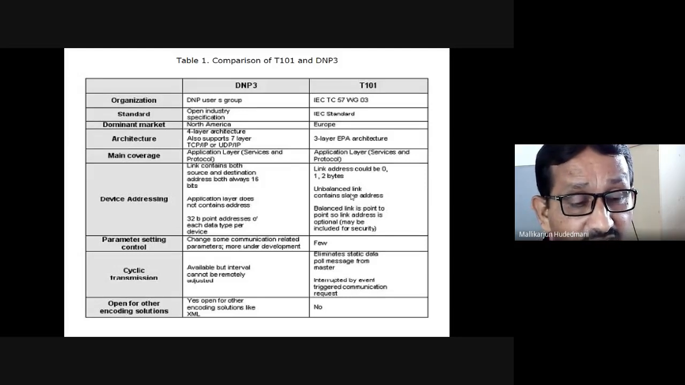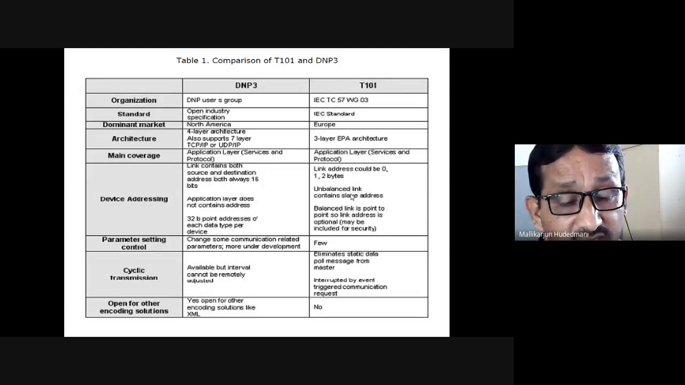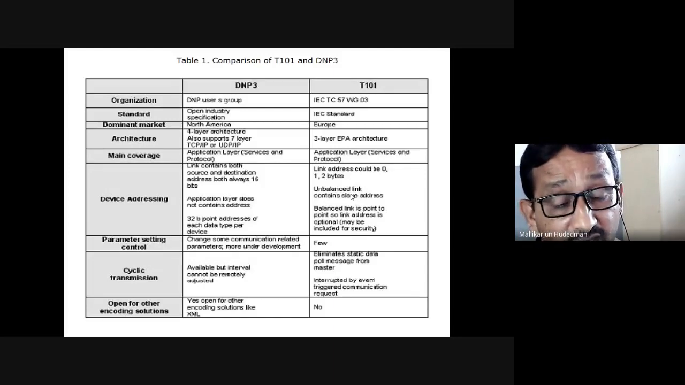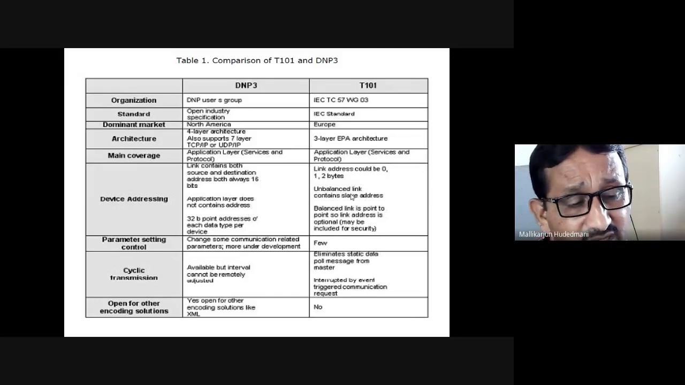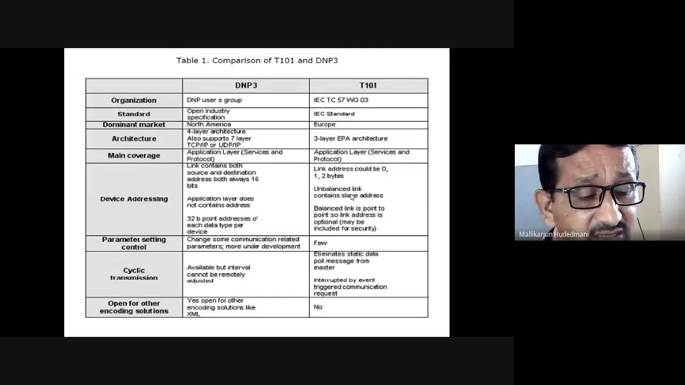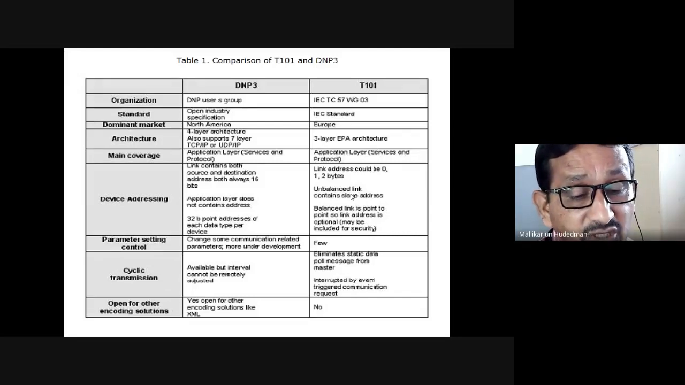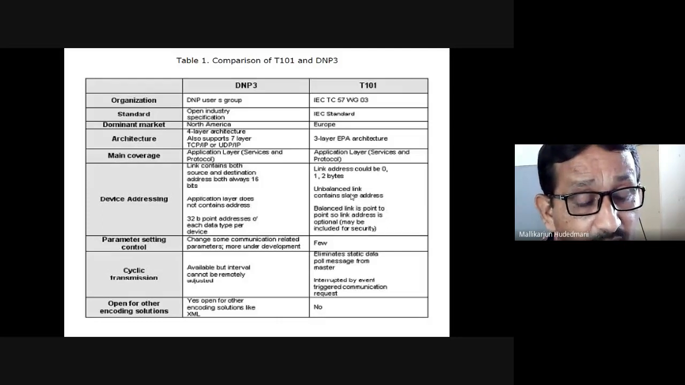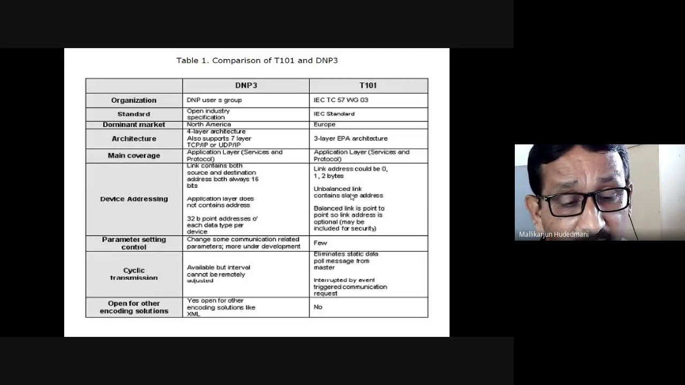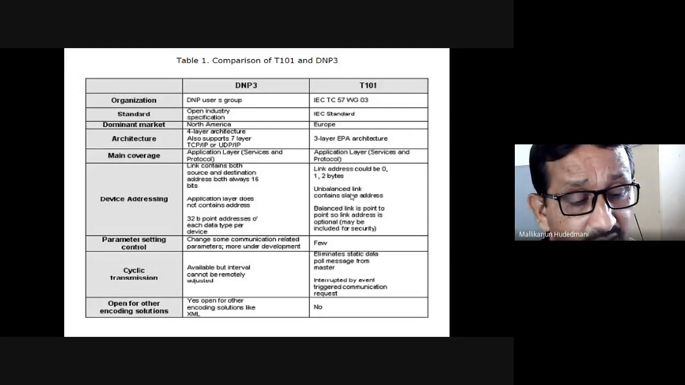Then architecture: DNP is a 4-layer architecture, and also supports the 7-layer TCP/IP or UDP/IP protocol. The T101 is a 3-layer EPA architecture. So these are keywords from network terminology, from communication mode. For us, we just need to see how the protocols compare. Main coverage: DNP has application layer coverage, service and protocol. The other is also the same thing, application layer, service and protocol only.